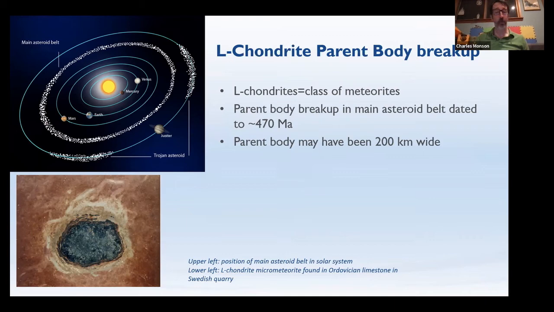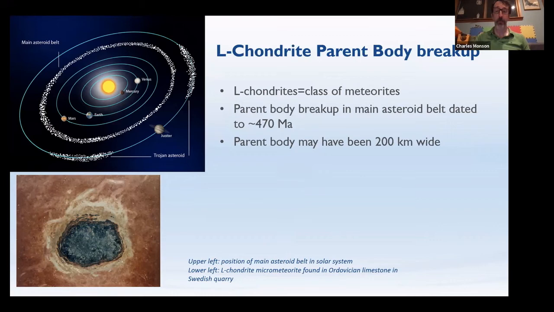I think it's the big ones, but based on modeling, there would have been a period of a good 20, 30 million years where these things would be coming at Earth over time, resulting in a much larger concentration of meteor craters of that age than you would expect. And the picture here in the lower left is a little L chondrite micrometeorite found in Ordovician limestone in a Swedish quarry.